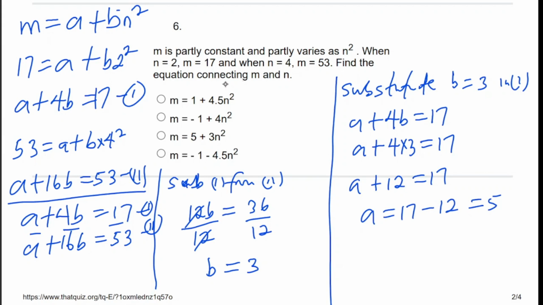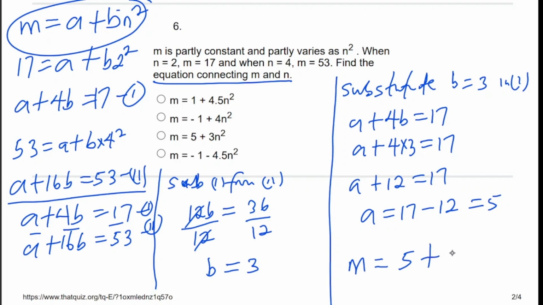But the question asks us to find the equation connecting m and n. So we are now going to replace a and b in this equation here. We replace a, and that will be m equals a, which is 5, plus b, which is 3, that is 3n squared, and the option is this here. I hope this is very clear.